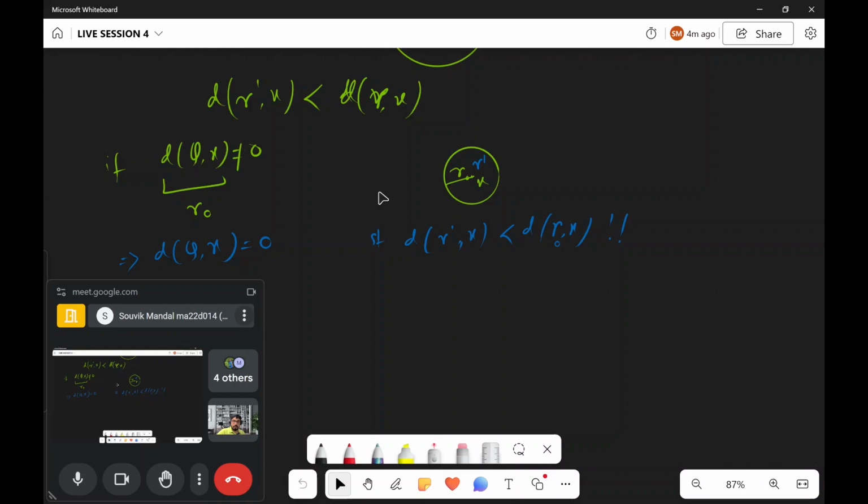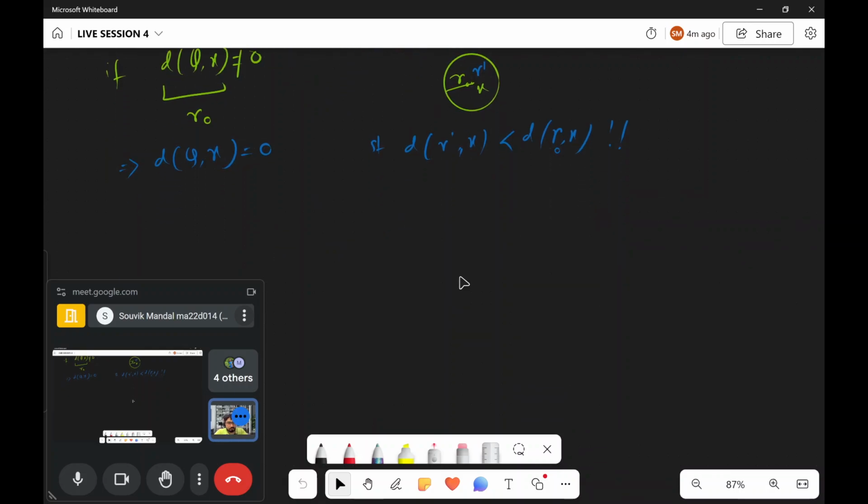Yes, sir. Okay, thank you. So this is one way of solving. Of course, it is the direct way, but without using this, one can also solve it.